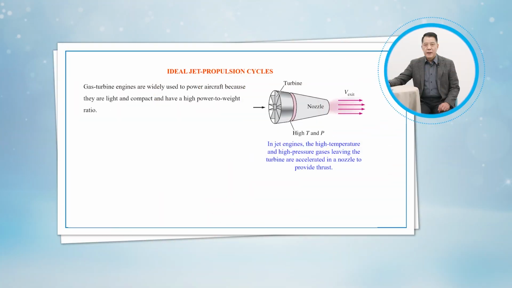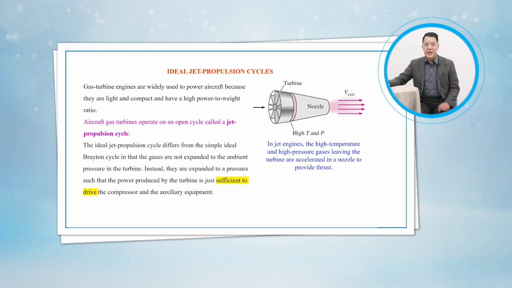The topic of this task is about the jet propulsion cycles. Gas turbine engines are widely used to power aircraft because they are light and compact and have a high power-to-weight ratio. Aircraft gas turbines operate on an open cycle called a jet propulsion cycle.